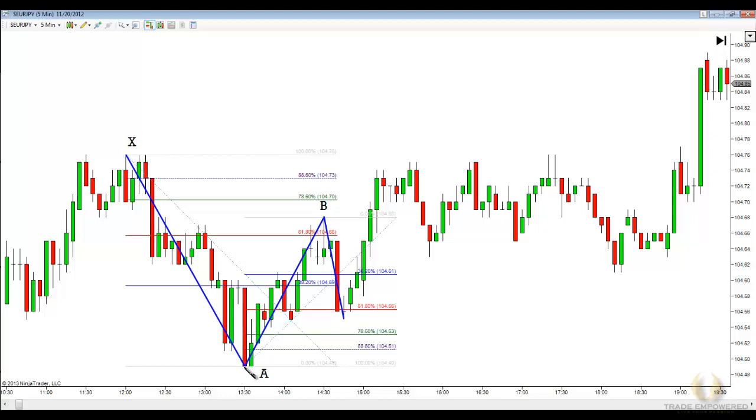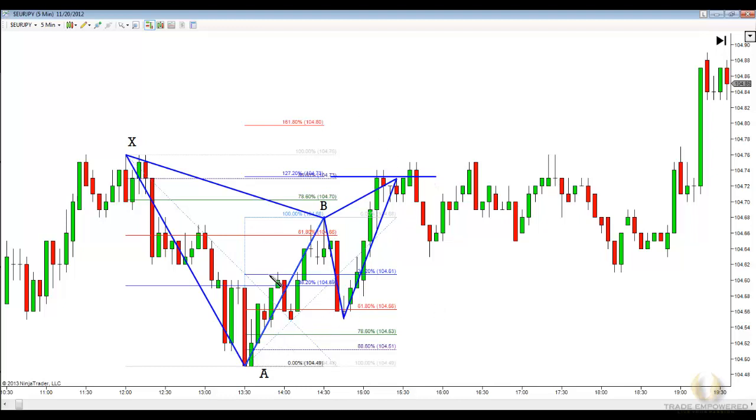So I take my Fibonacci extension tool. We'll go from this swing low, our A leg, to our B leg, and look to line up our 127, which comes in right at 104.73, giving us a Gartley pattern completion. So our entries are right here at 104.73. We actually get some double top action up there as well.